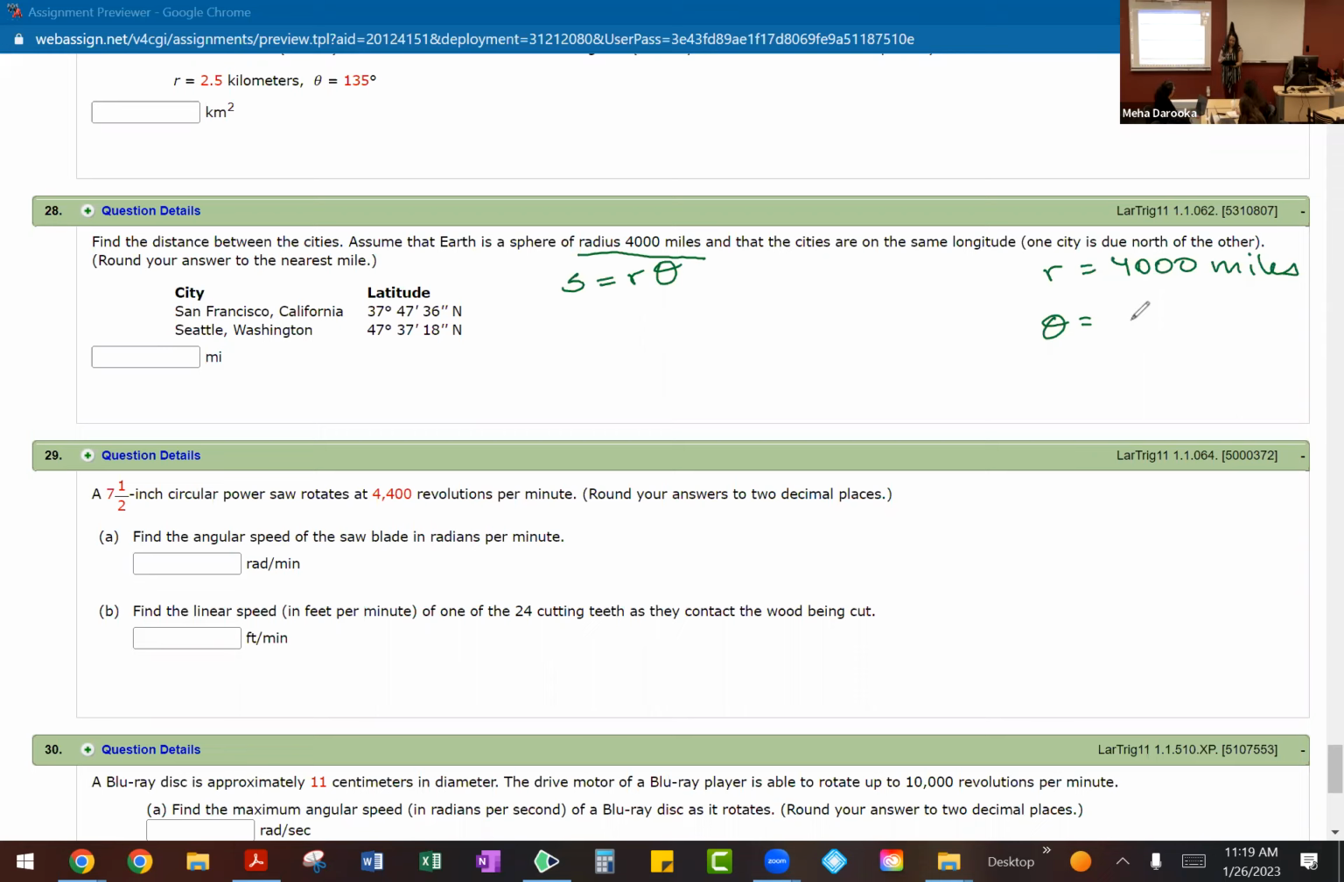So we're taking, let's see, the larger one would be 47, 37, 18, and then the smaller one would be 37, 47, and 36. So what will that difference be between the two? And again, if you guys have calculators, you can plug this in.